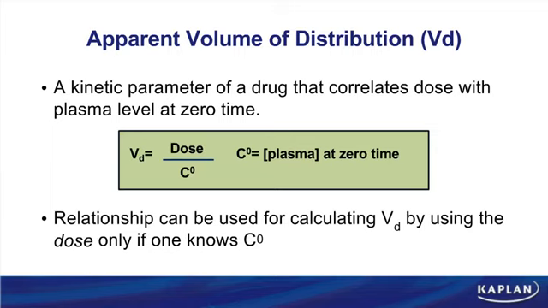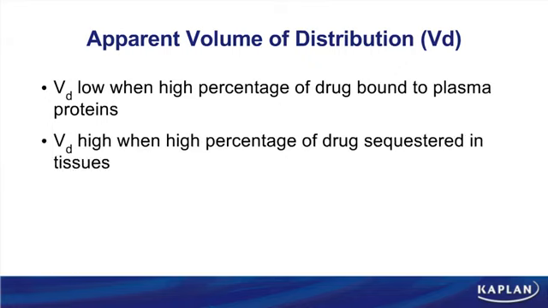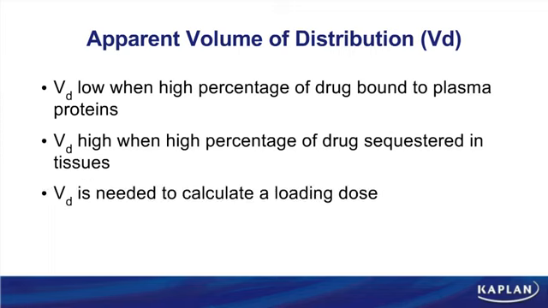Either most of the drug is in the plasma, in which case you have a low volume of distribution, or most of the drug has gotten out of the plasma and gone to the tissues, and that means you have a higher volume of distribution. Things that are going to keep volume of distribution low are when the drug is highly bound to plasma proteins. If it's highly bound to plasma proteins, the drug stays in the plasma, therefore we have a low volume of distribution. If the drug is sequestered into the tissues, you're going to have a high volume of distribution. We use volume of distribution to calculate our loading dose, which we'll discuss later on.